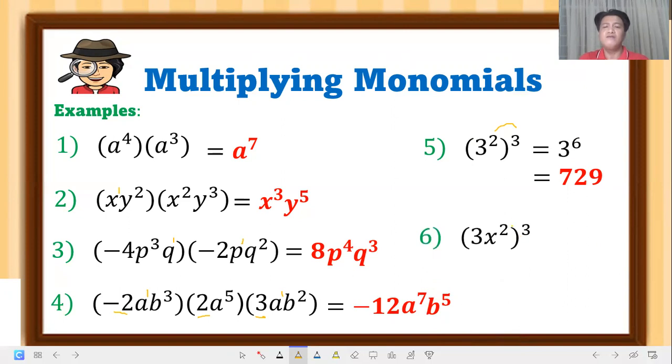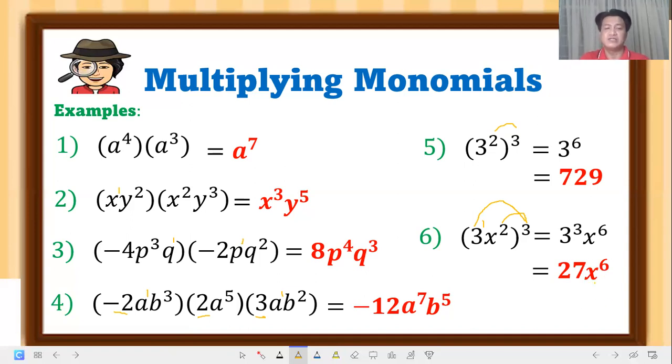Okay, so we have number 6, 3x squared cube. Or meaning to say, we are going to multiply first this, di ba, meron siyang exponent na 1 dito. Kaya 1 times 3 and also 2 times 3. Kaya we have 3 raised to 3 tapos x raised to 6. And what is 3 raised to 3? Okay, that is 27. Meaning to say 3 times 3 times 3. And copy the x raised to 6 kasi po literal coefficient na siya.